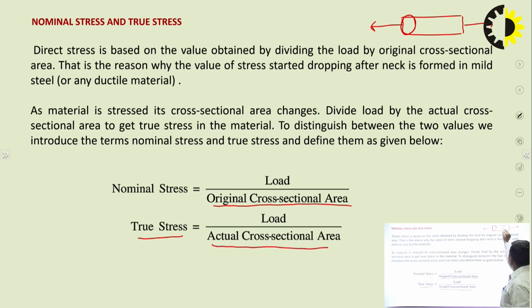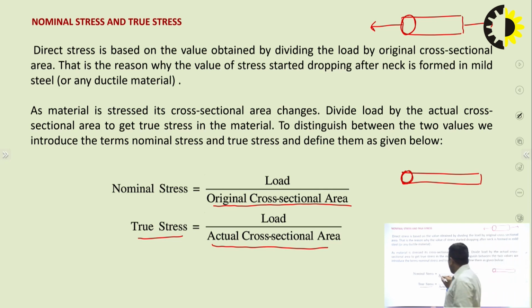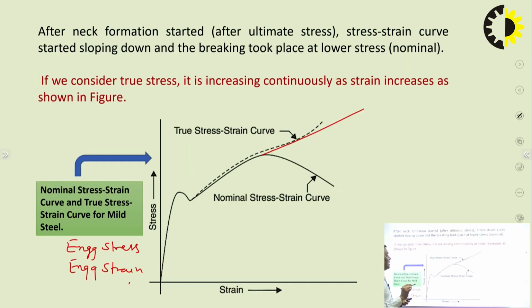What does it mean? Suppose after the extension, its cross-sectional area has reduced. If I calculate the stress at a particular point on the basis of the area of cross-section at that instant, that is known as instantaneous area, and the stress is instantaneous stress or true stress. That is the difference between these two terms.